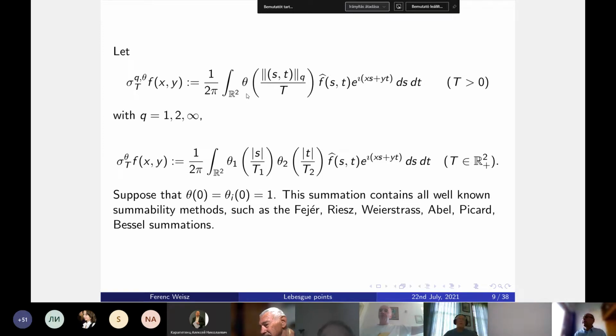Good, then I continue. First, I start with the case q equal to 2, so with the circular summability. Then I continue with the rectangular summability, with the two subcases of the rectangular summability, and finally I continue with the case q equal to infinity and q equal to 1. For each summability method, I have to use different Lebesgue points, different maximal functions.